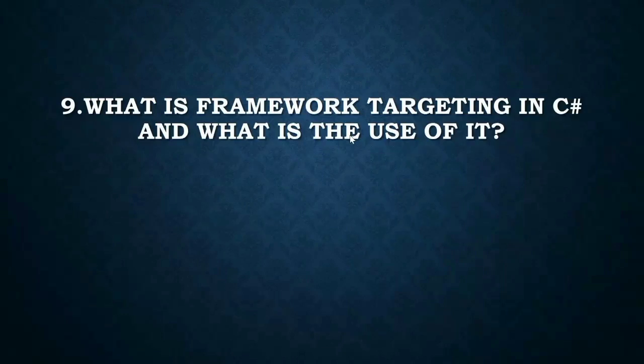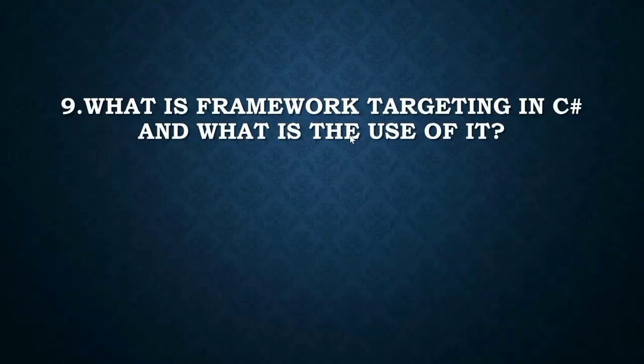Next one is, what is framework targeting in C# and what is the use of it? Framework targeting in C# is used to mention the version of the .NET Framework that the project is intended to run upon. Framework targeting helps guarantee that the application uses only functionality that is available in the specified framework version.